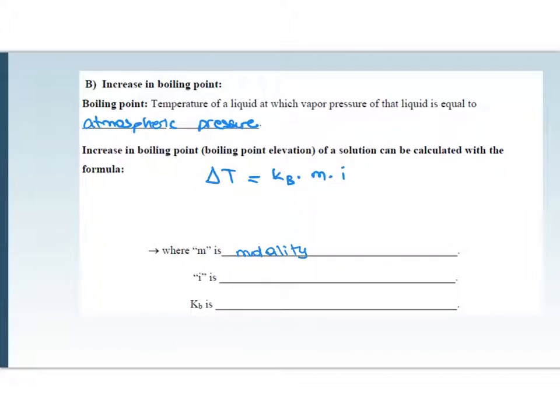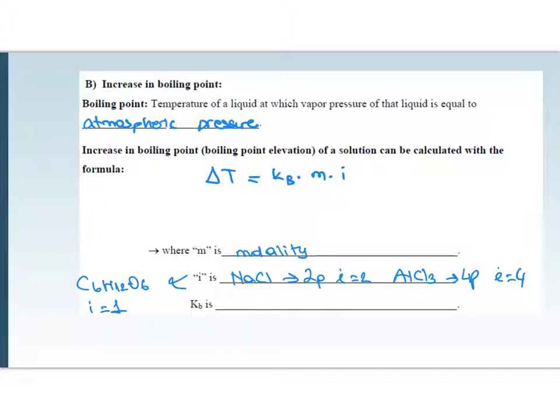Let me explain by examples. For example, if you have sodium chloride, you have two particles coming from it, so i will be equal to 2 here. Or if you have aluminum chloride, you have 4 ions coming from it, so i will be equal to 4 here. So what about sugar? If you have glucose, this is a molecular dissolving. In this case, i will be equal to 1 here.